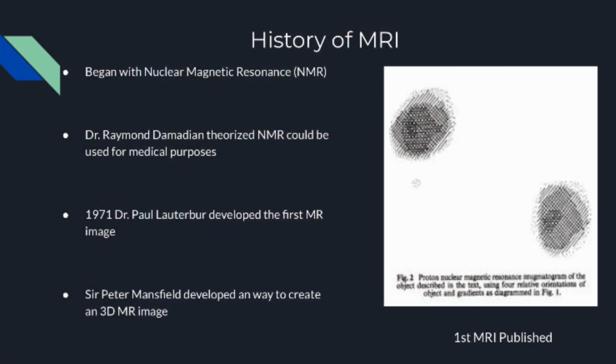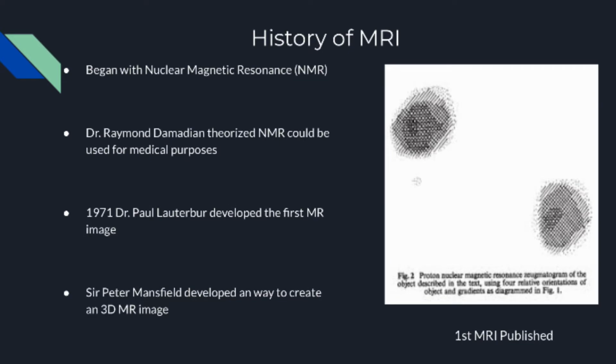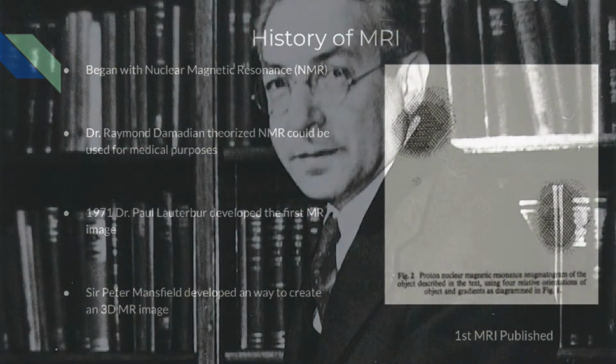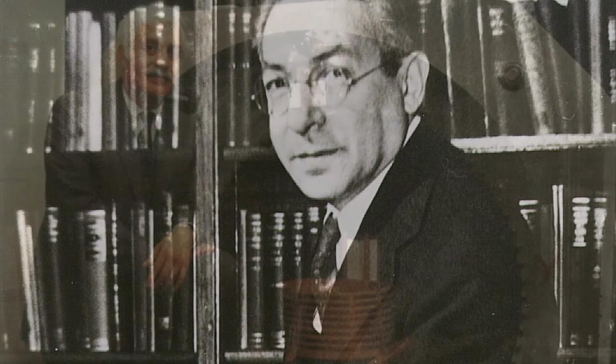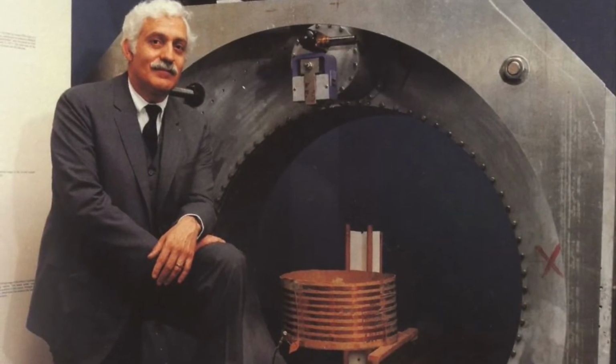The history behind the MRI began with nuclear magnetic resonance, known as the NMR. MRIs were based on the theory of nuclear magnetic resonance, which allowed scientists to study the structure of chemicals, developed by Dr. Isidore Rabi. Dr. Raymond theorized that the NMR could be used for medical purposes.